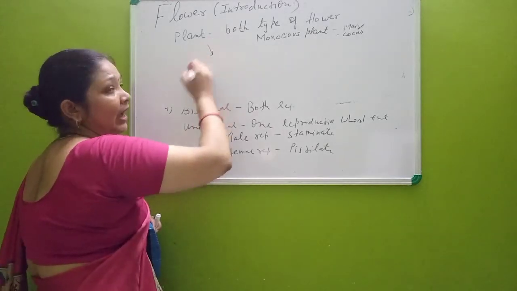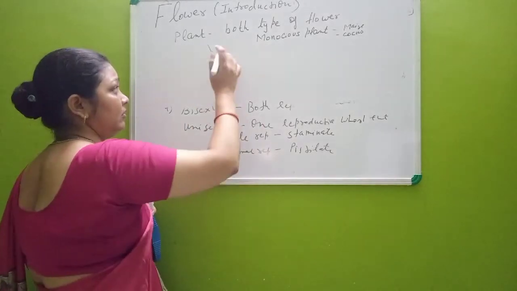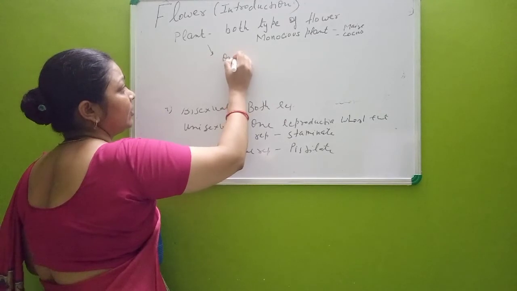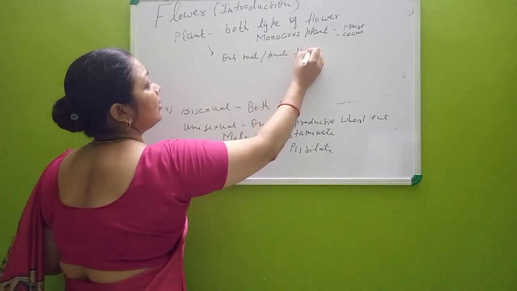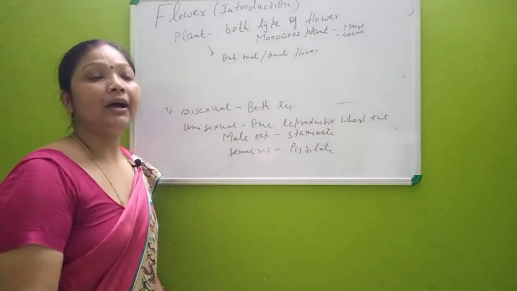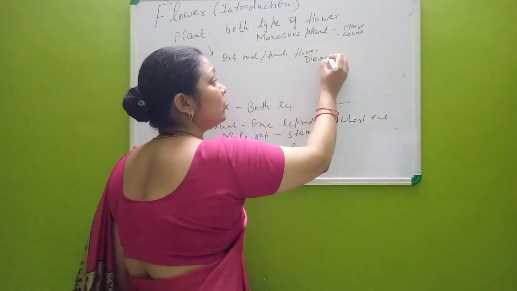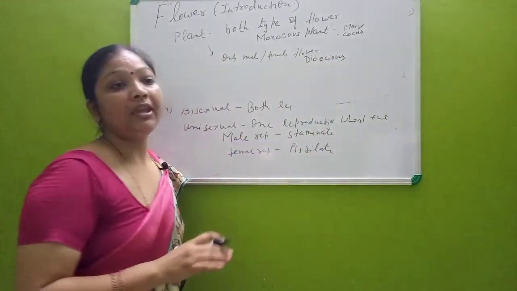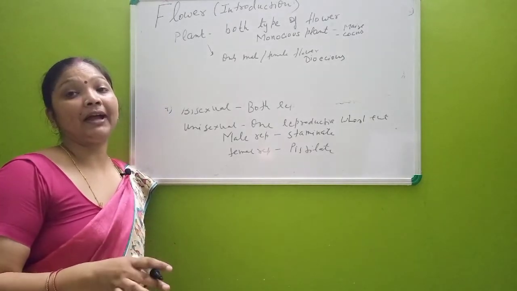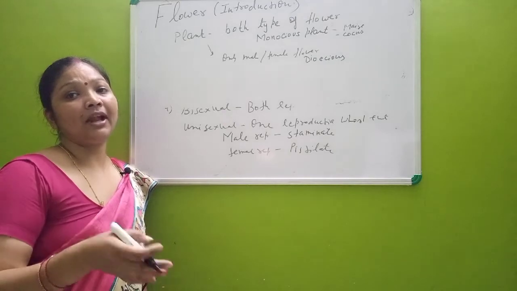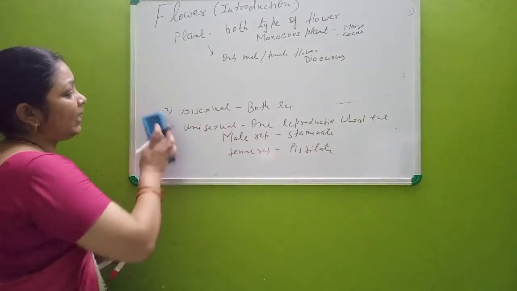And if the plant has only male or female flowers, then the plant is called dioecious, meaning they have a separate plant for separate flowers. For example, papaya. And in this case, we start calling the plant a male plant or a female plant. So that type of plant is called a dioecious plant.